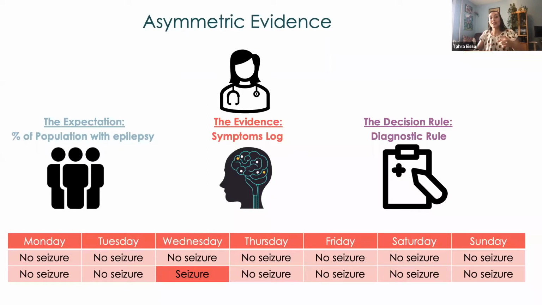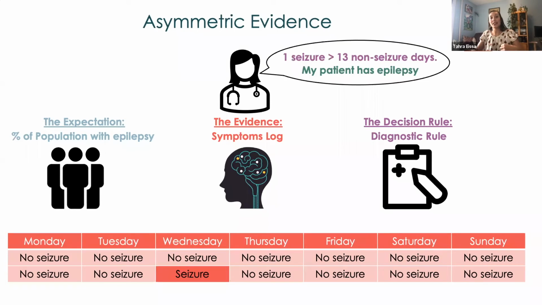And what this means, and the reason that we want to consider the amount of evidence we're accumulating, is that if something is rare, or a piece of evidence does not occur often, then it may need to be weighted asymmetrically. So in this case, if we go to that diagnostic rule, we can say that this asymmetric weight comes from the fact that 1 seizure is going to be more important to my diagnosis than all of the days without a seizure.